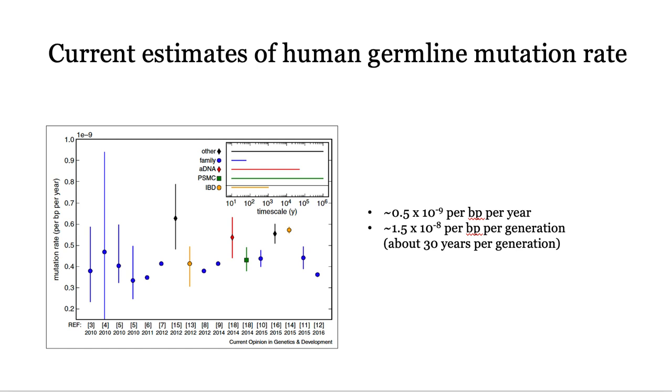And in order to make the conversion between these two kinds of mutation rate, you need to have information about how many years we have per generation. And here the assumption is about 30 years. And that generation time can differ in different human populations and in different historical periods.